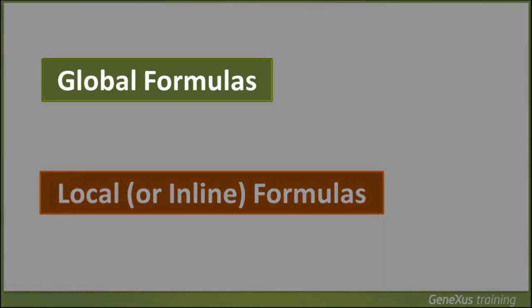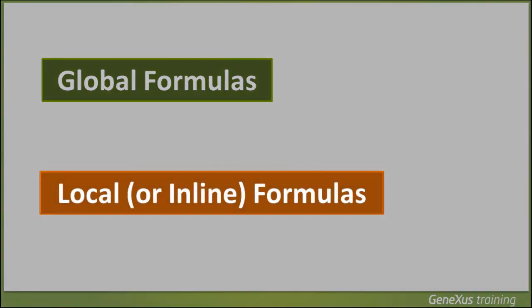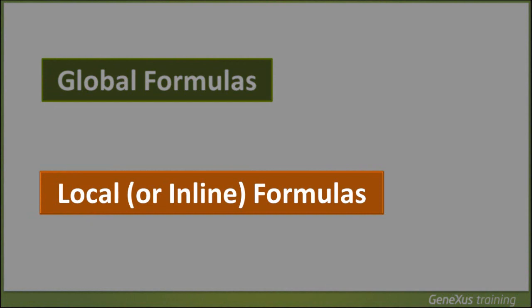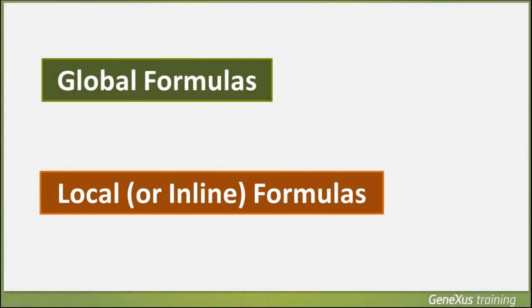With a global definition, the calculation will be known throughout the knowledge base. Or, with a local or inline definition, the calculation will be known only in the object where it has been defined. Let's start by learning what a global formula is and how we can define it.